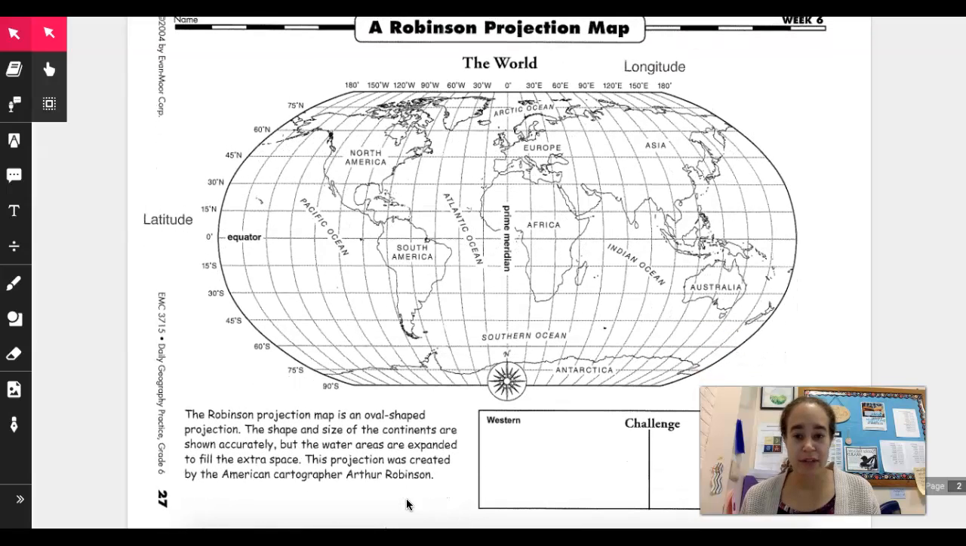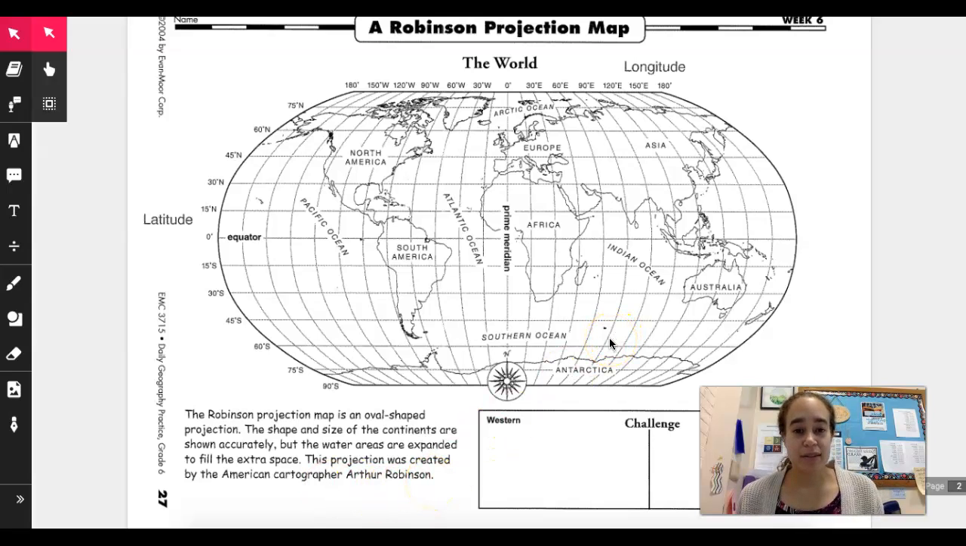This Robinson projection map, this paragraph down here tells you, is an oval-shaped projection. The size and shape of the continents are shown accurately, but the water areas are expanded to fill the extra space in the oval. So there's some extra space here in the Pacific Ocean. They've kind of stretched that out so that they don't have to stretch out the size and shape of the continents. This projection was created by the American cartographer. A cartographer is a map maker, Arthur Robinson.